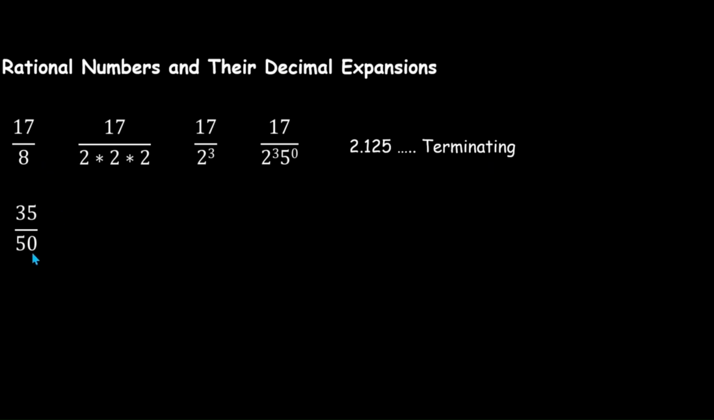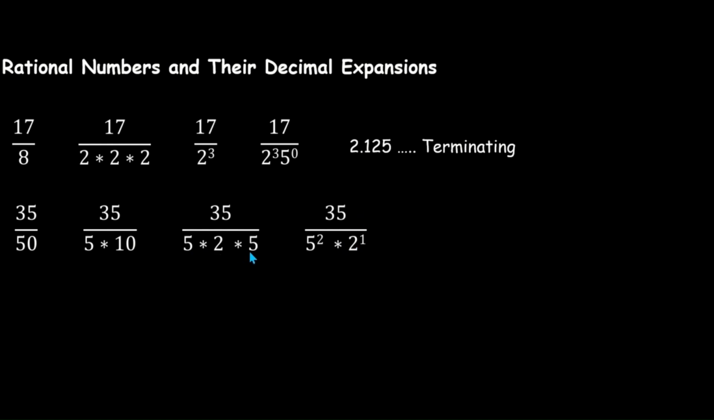Another example, 35 by 50. So here we have 50 as the denominator, so expanding it, 5 into 10, and further expanding it, 35 by 5 into 2 into 5. So writing in the standard form, 5 power 2 into 2 power 1. So this is in the standard form that we want to see. So 35 by 50 is a terminating decimal expansion.